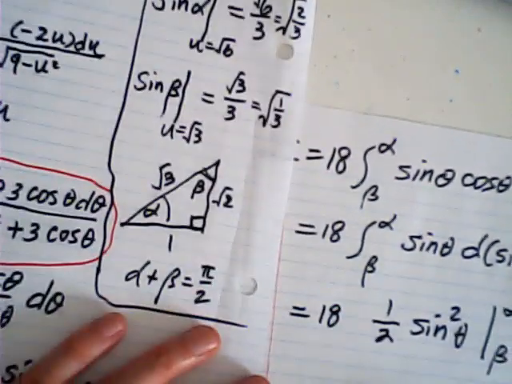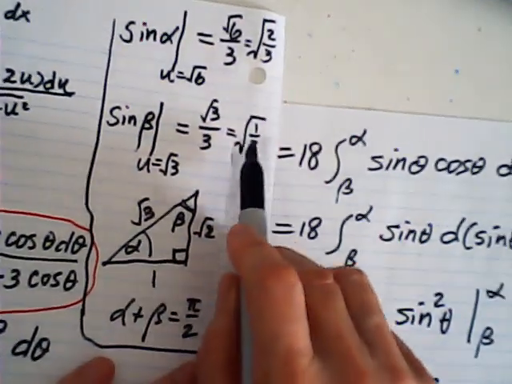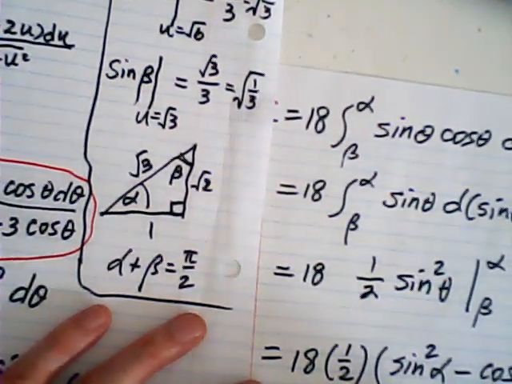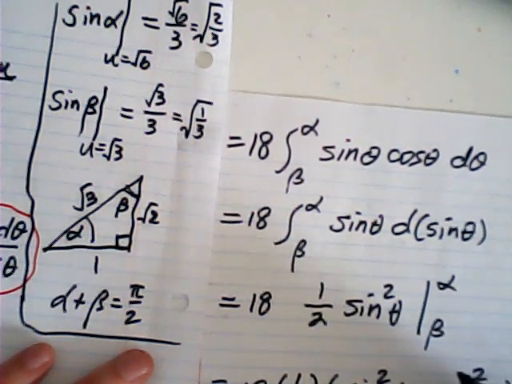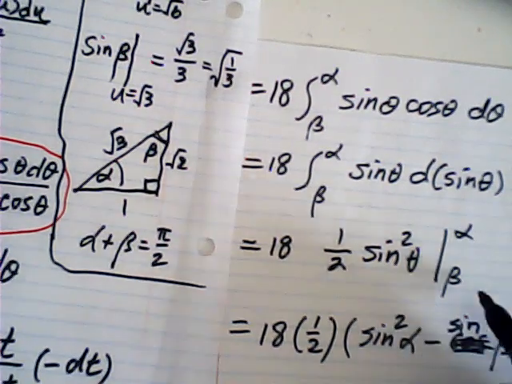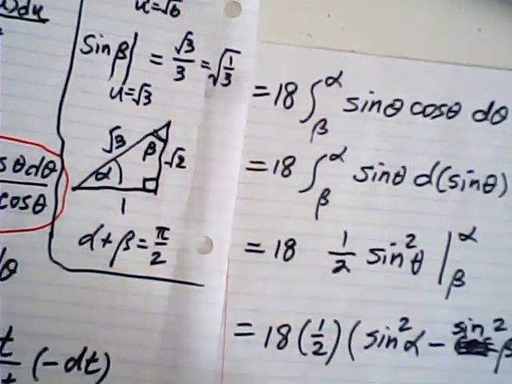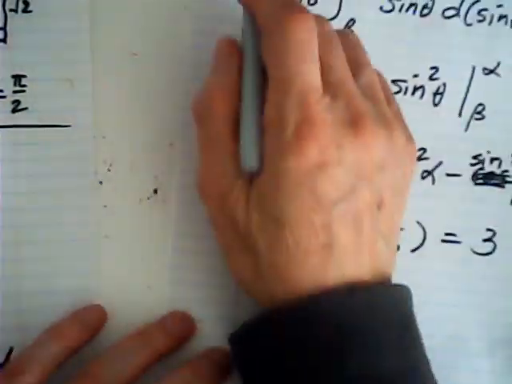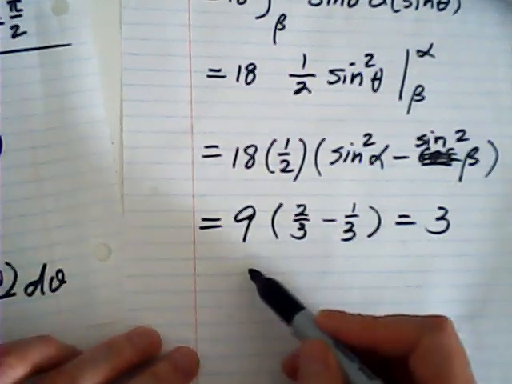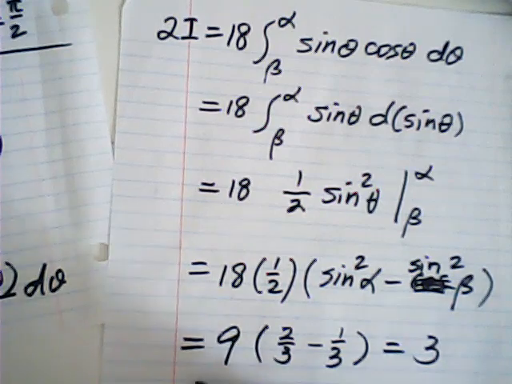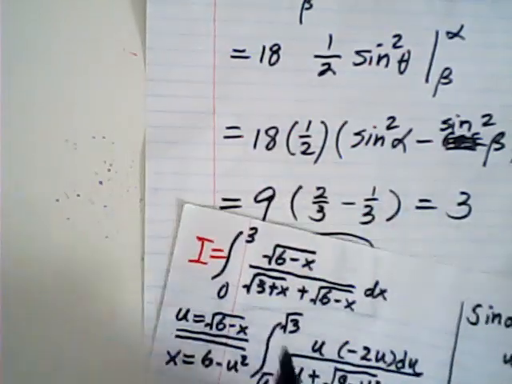Because we know that before, okay. Sine beta is square root of 1/3. It's minus 1/3 after squaring, right? Sine squared minus sine squared. Okay, this one, yeah, this is equal to 1/3. So this is 3. That means 2I is 3. So I is equal to 3 halves. So that is my solution to this integral.